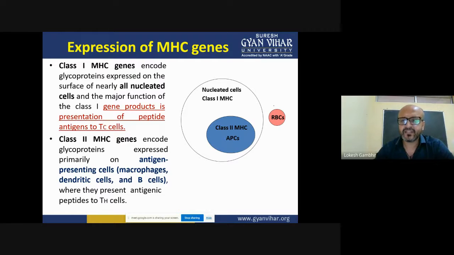Now, this is how you see RBCs have no MHC, and APCs, antigen presenting cells. Please remember, the majority of the time students get confused in this aspect. What kind of MHC molecules are present on APCs?